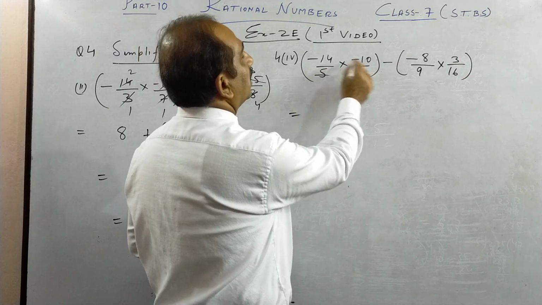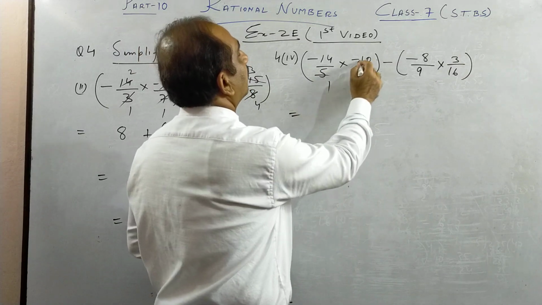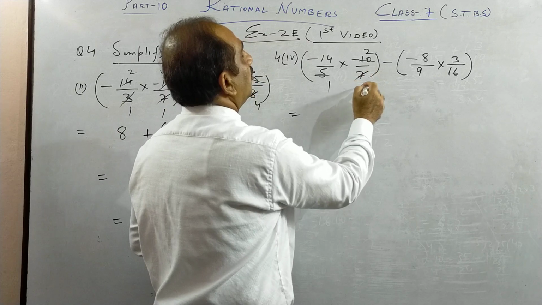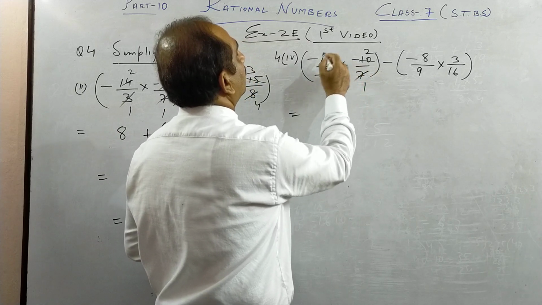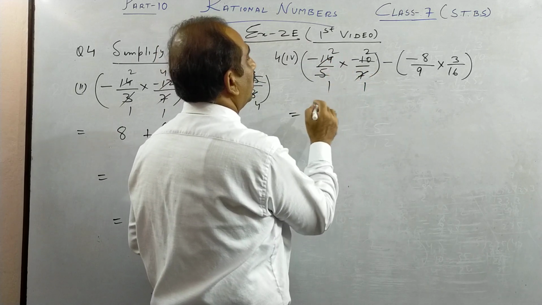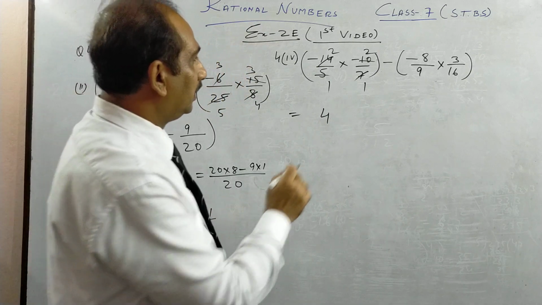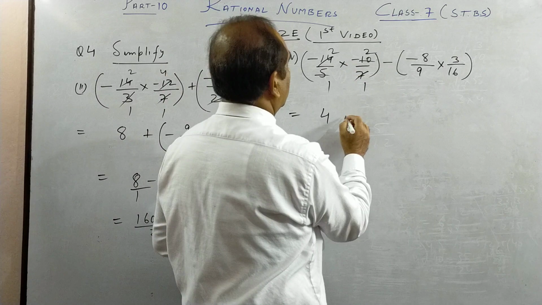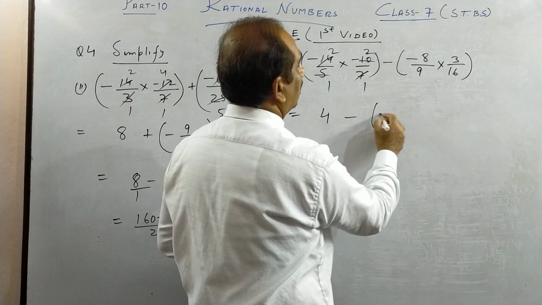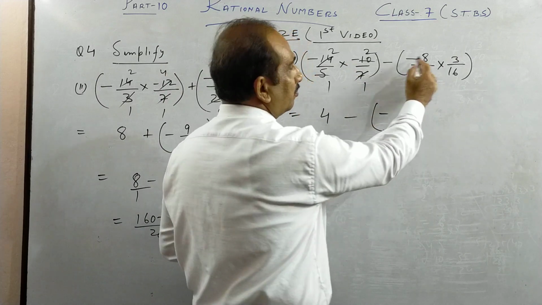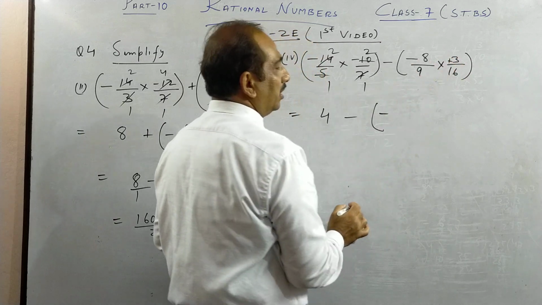So 5 minus minus becomes plus. 5 ones are 5, 5 twos are 10, 7 ones are 7, 7 twos are 14. So finally you get 4 here. Okay, 7 twos are 14, minus remains minus. So this one minus will remain, 1 minus minus plus minus.